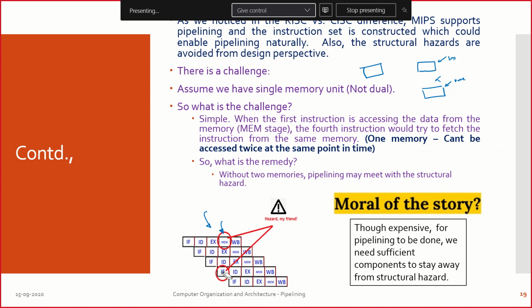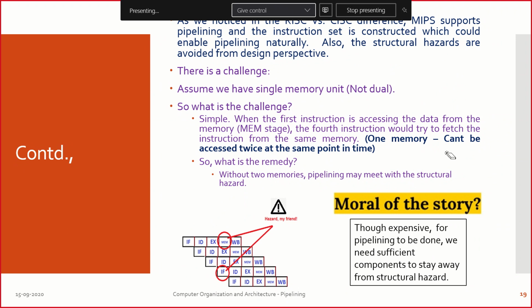So the instruction fetch and memory access are colliding. Here I am trying to access the memory, here I am trying to read the instruction, both in the same memory. So here comes the problem. This is dangerous. So this is called a hazard, and this hazard has to be avoided, and this is called structural hazard. Do you understand? I cannot access this and this at the same point of time if I do not have two different memories. So without distinct components available for me, I cannot go ahead and look for pipelining.